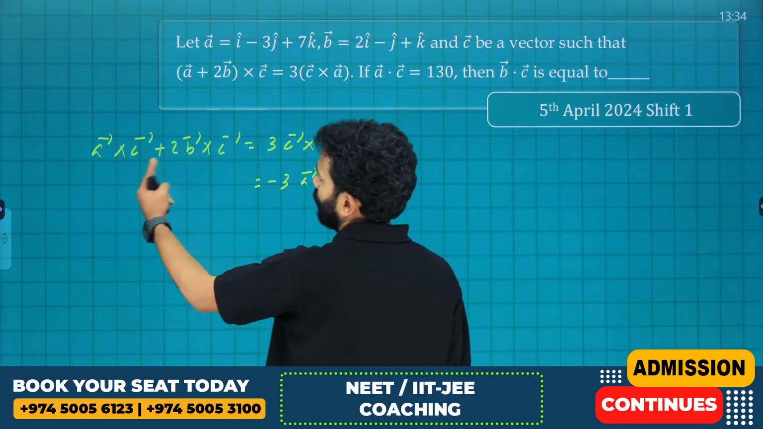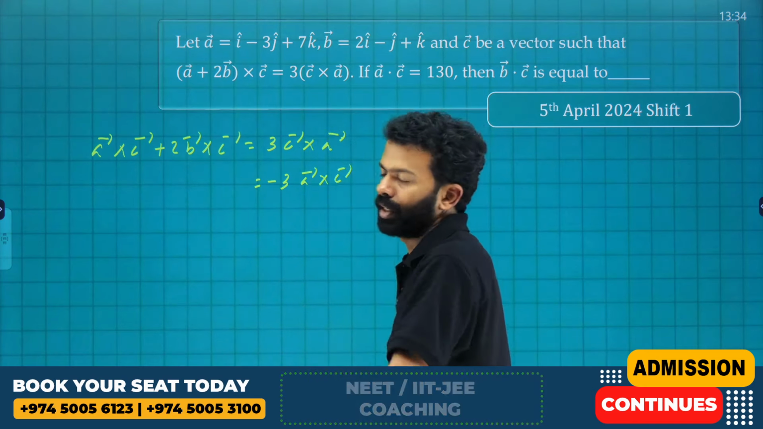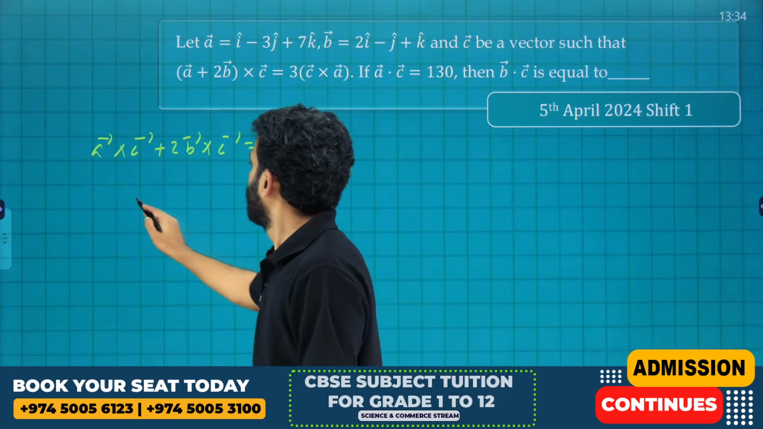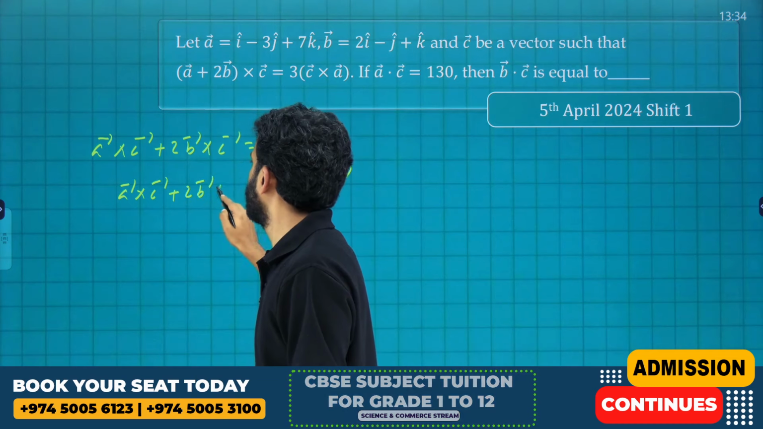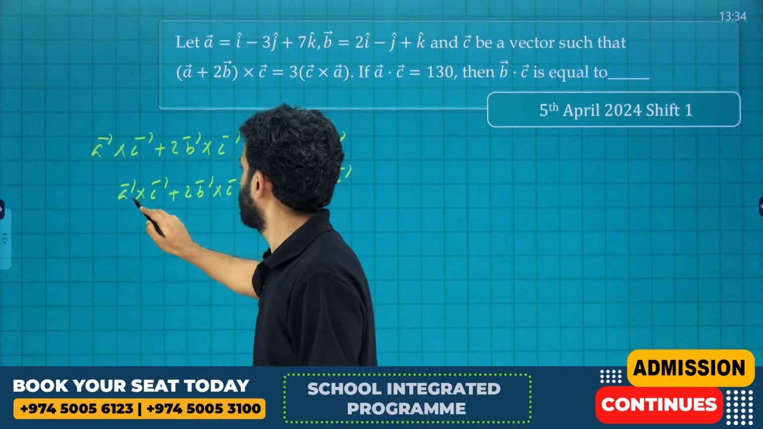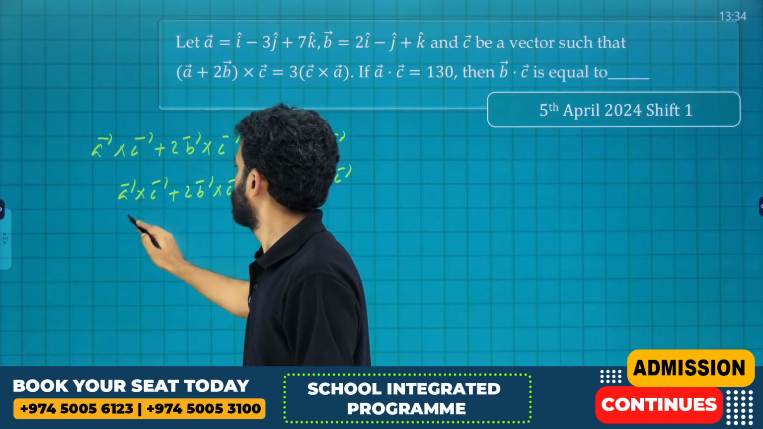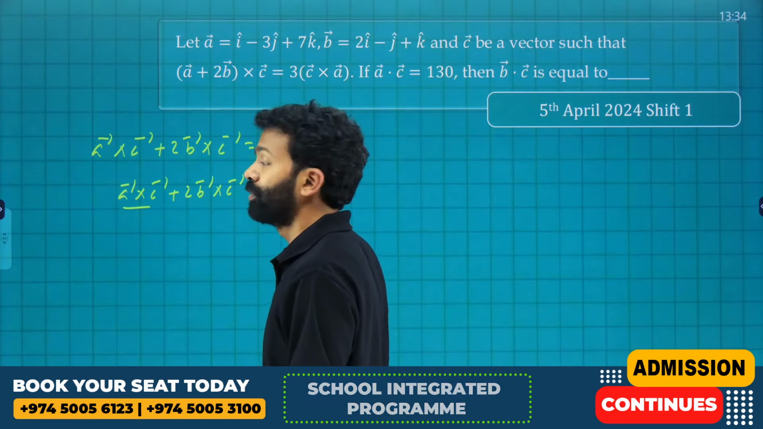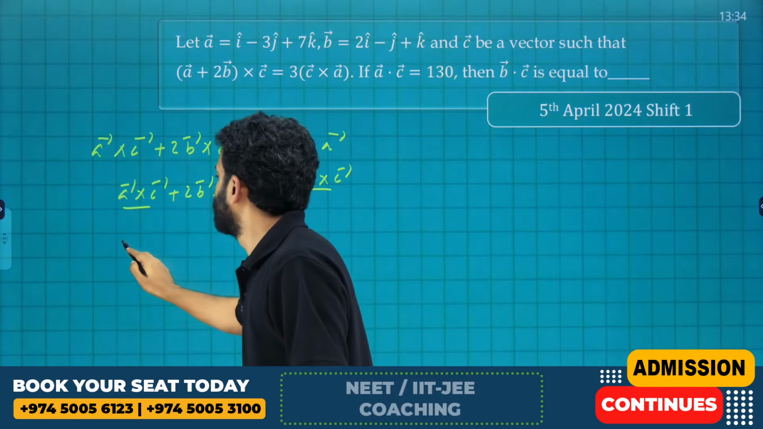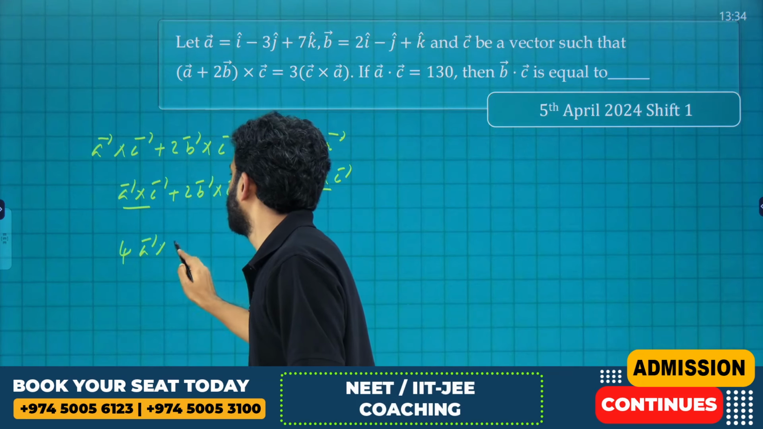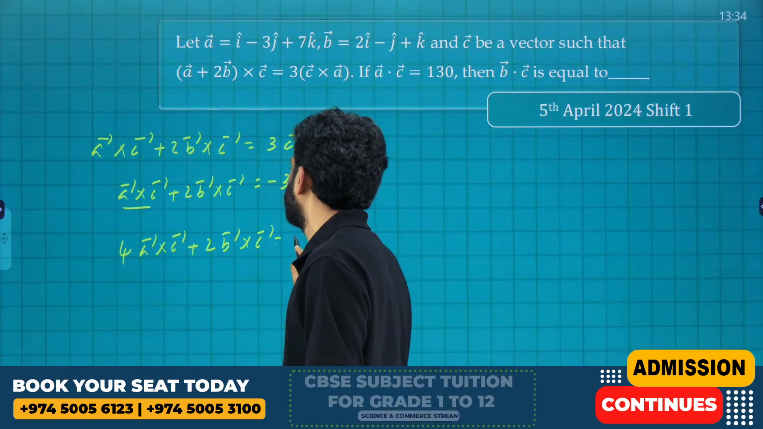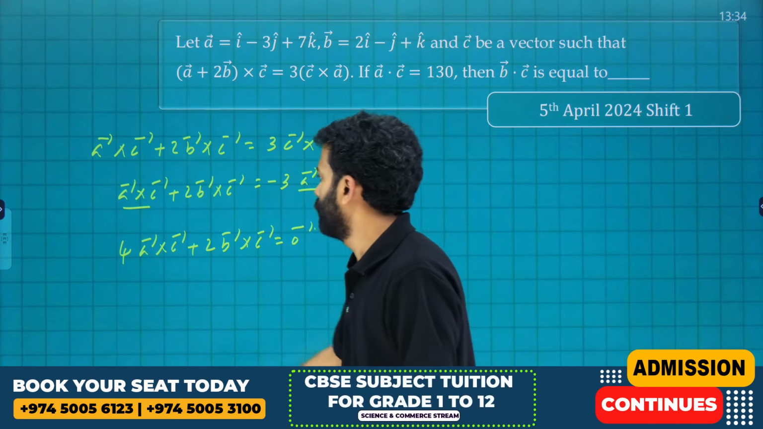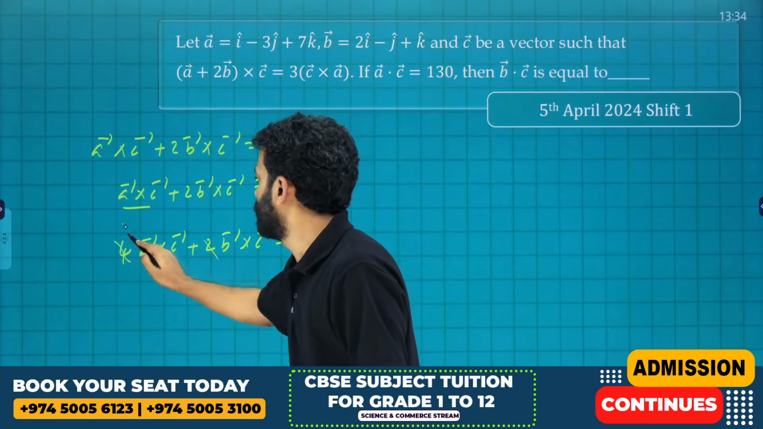And if you take this left hand side, it becomes plus 3 into vector A cross vector C, vector A cross vector C, plus 2 into vector B cross vector C. If you take this to the right hand side, it becomes 3 plus 1 is 4. These are like terms, like vectors. That is 4 into vector A cross vector C plus 2 into vector B cross vector C is equal to 0 vector. Okay, we can cancel this, and this becomes 2.